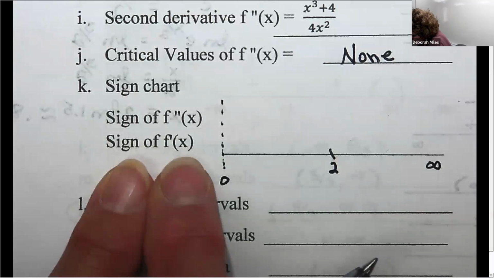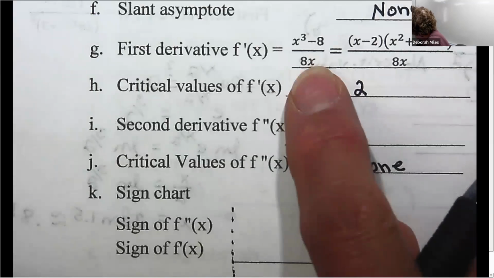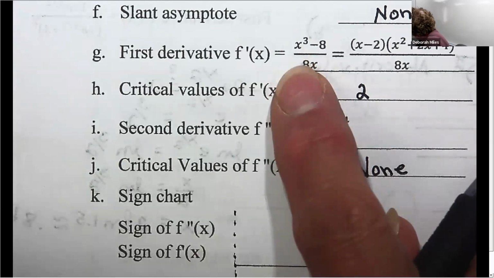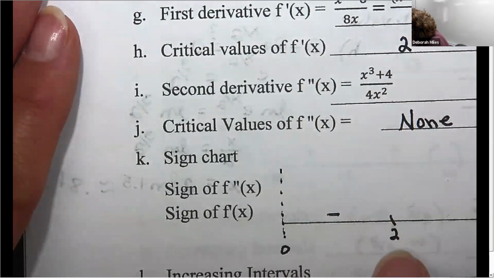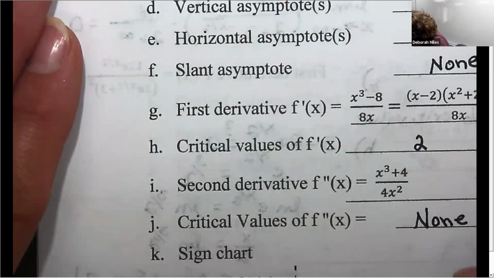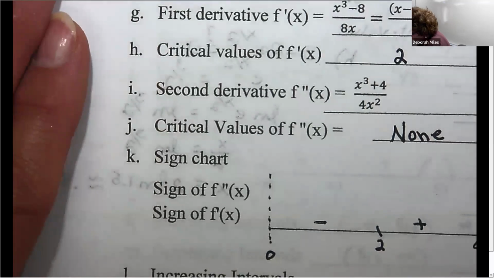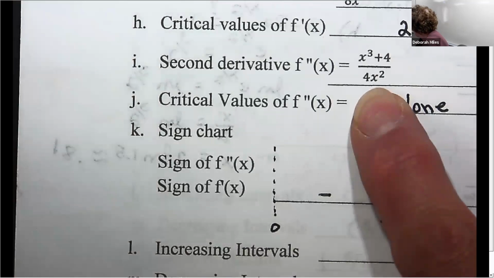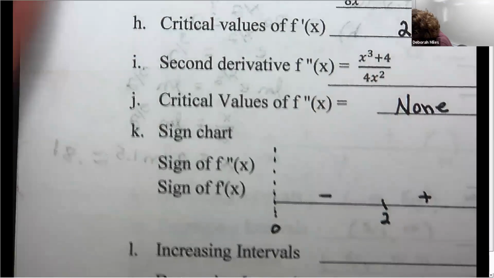All right, first derivative for numbers between 0 and 2. Here's the first derivative. If I let x be 1, do I get a positive or negative? Negative. And if I let x be bigger than 2, I get a positive. So there's where increasing and decreasing change. What about second derivative? Here's the second derivative. If I let x be 1, I'd get a positive. If I let x be 3, I'd get a positive.